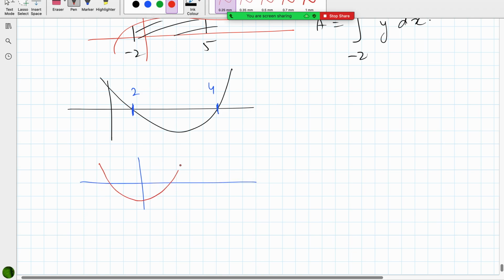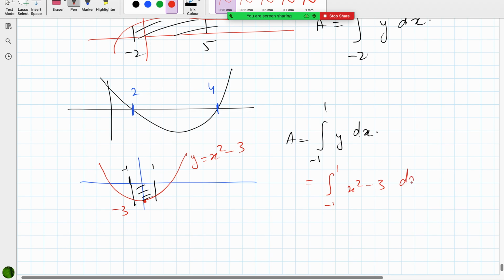For example, I have a question which passes through -3. It would be y equals x square minus 3. And let me assume that we are solving from -1 to 1 and finding this area. So area would be equal to integral -1 to 1 y dx, the general form. Now substitute the equation: integral -1 to 1 of x square minus 3 dx. Now we integrate: x cube over 3 minus 3x, from -1 to 1.